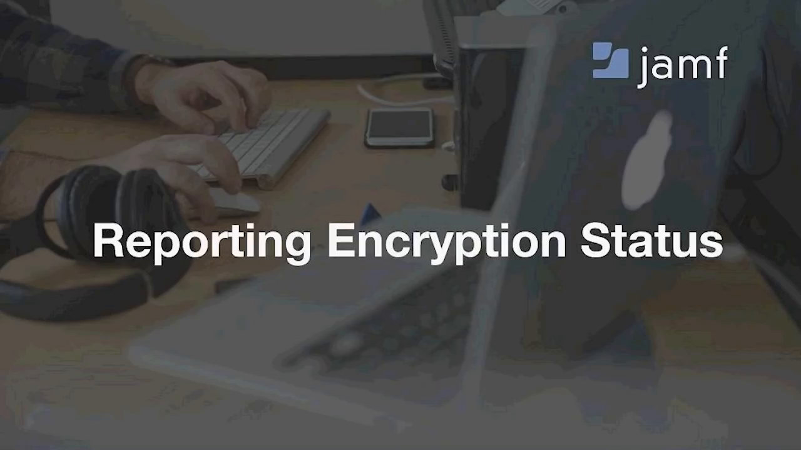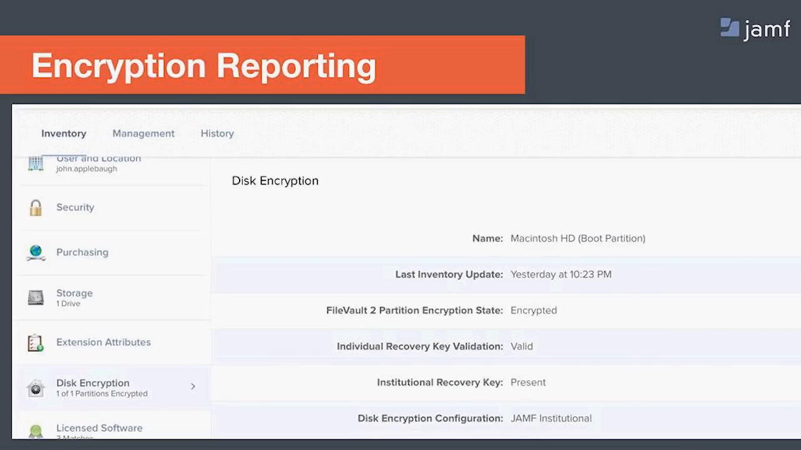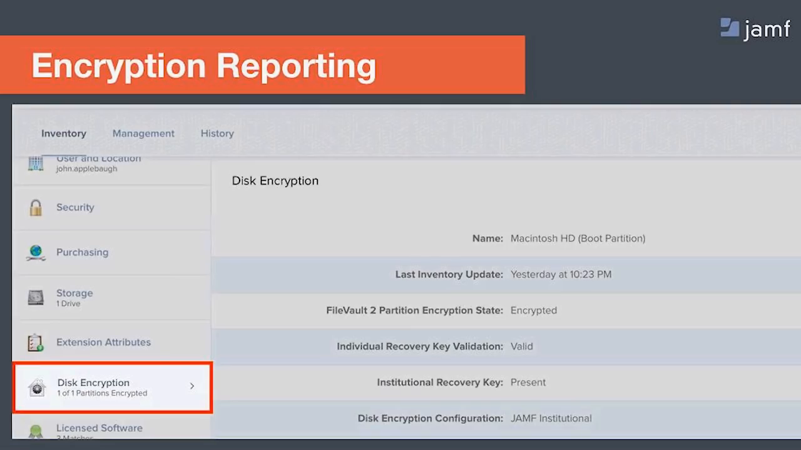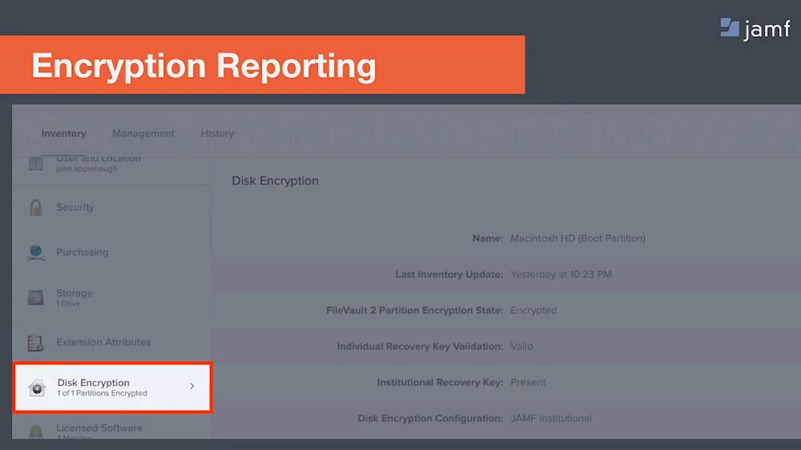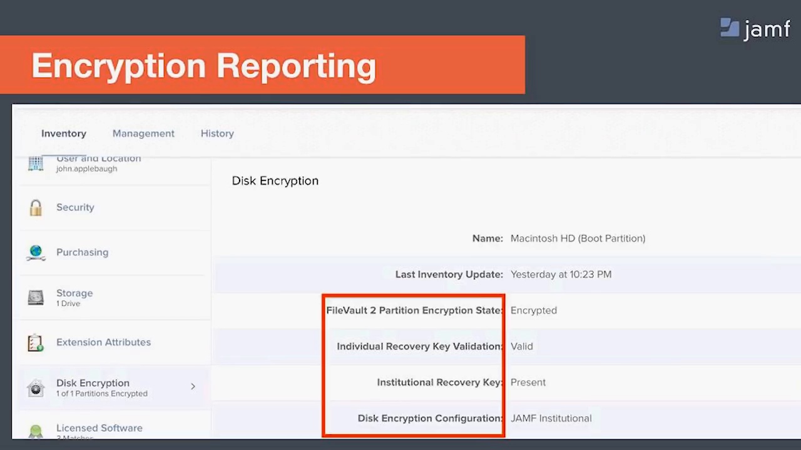Follow to partition encryption status shows us the state as of the last inventory update. Individual recovery key validation and institutional recovery key validation report whether or not the keys are present. Disk encryption configuration simply lists out what configuration was used to encrypt the computer. Further down, we can see FileVault enabled users. Retrieving the key can be done in the Management tab of a given record under the FileVault 2 section.